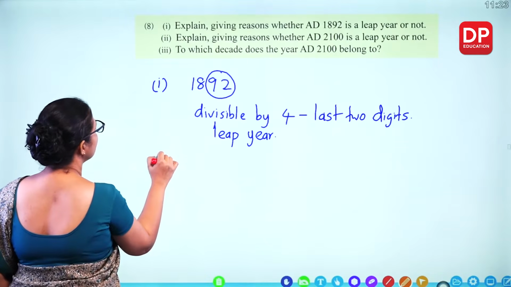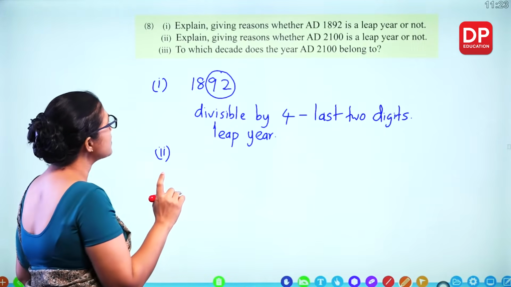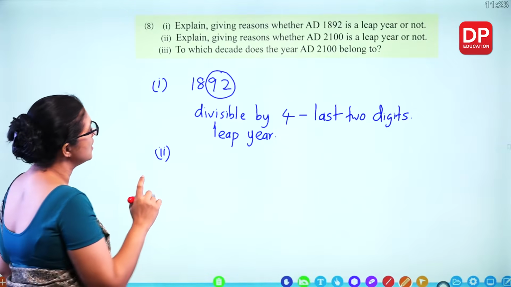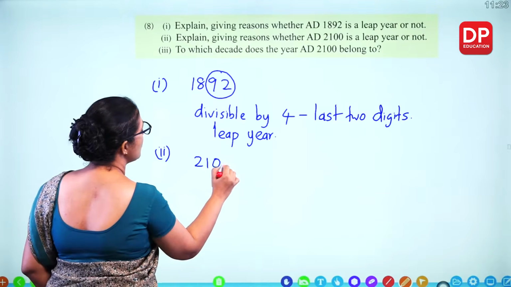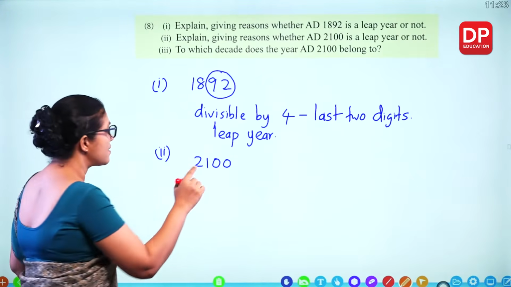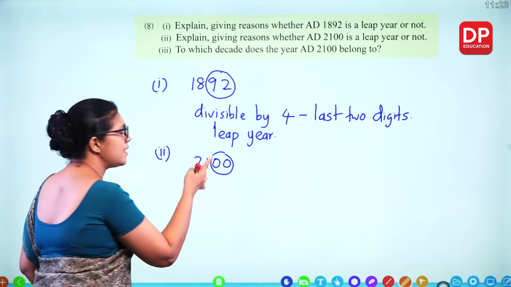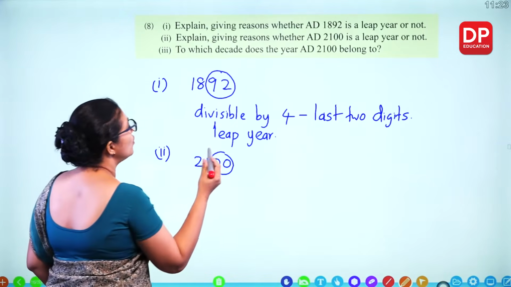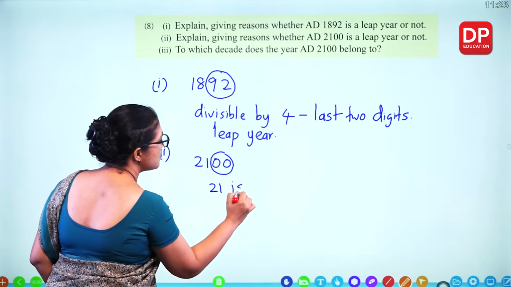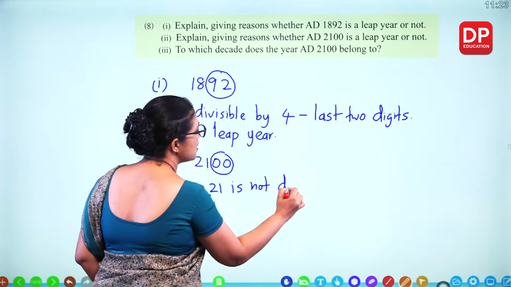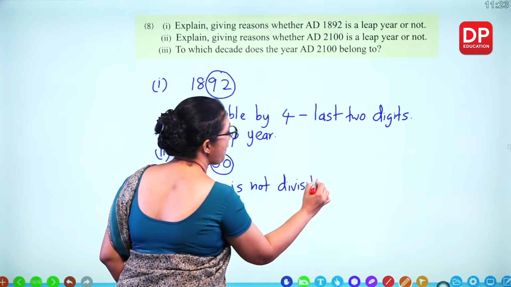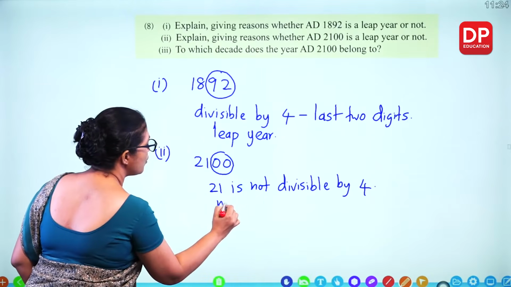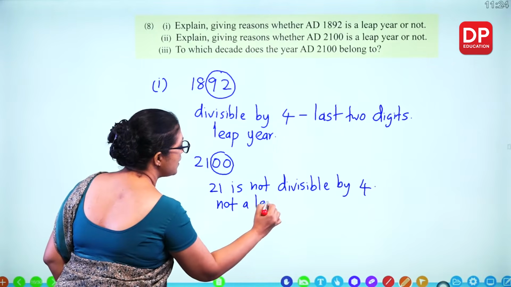Two, explain giving reasons whether 2100 is a leap year or not. 2100. If it's 0 as the last two digits, then you look at the next number, 21. 21 is not divisible by 4. So therefore, not a leap year.